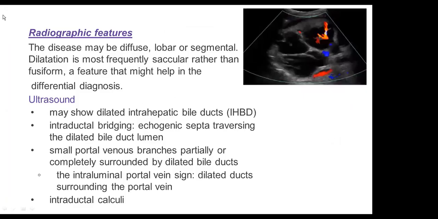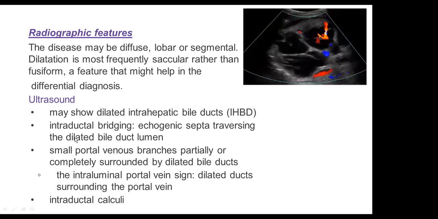The radiographic features of Caroli disease. The disease may be diffuse or may be lobar or segmental. The dilatation is more frequently saccular rather than fusiform, and this is an important feature to help in the differential diagnosis. By ultrasound, we will see the dilated intrahepatic bile ducts, as we see in this image, and the intraductal bridging, as we saw in the pathogenesis of the ductal plate. We can see echogenic septa traversing the dilated bile duct lumen due to incomplete resorption.